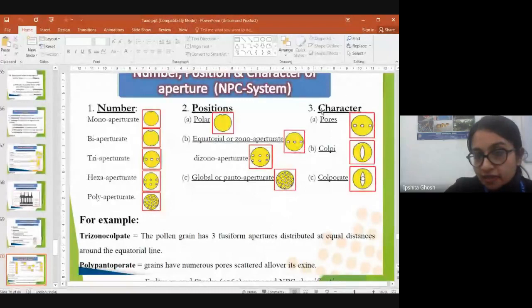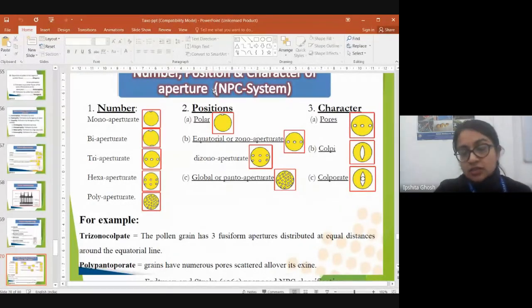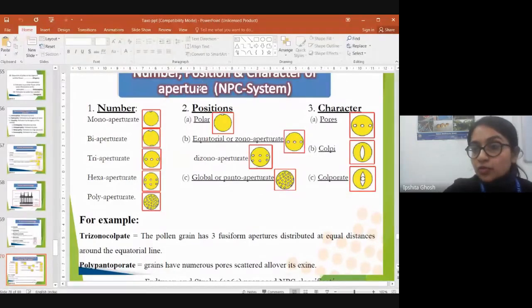And what about the character? They are saying that the pollen which you're observing has colpi as the character of aperture. So the pollen grain will be termed as trizonocolpate. This is a combination of number, position, and character of the pollen grain. So this is how, based on this NPC system of classification, you are naming a pollen grain.